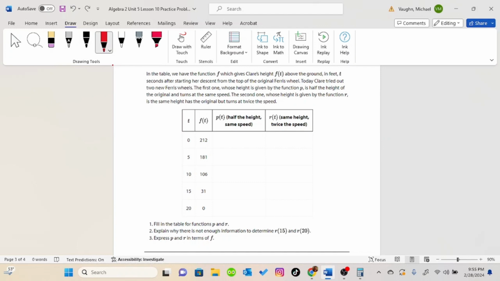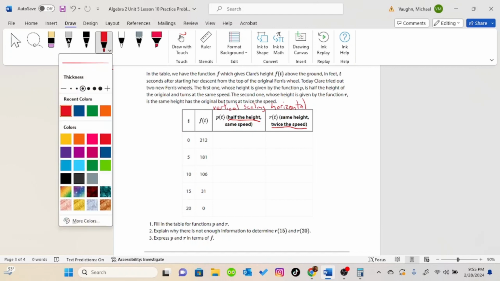So what you need to realize is if we have half the height in p of t, then this is a vertical scaling. And on r of t, if we have the same height but twice the speed, and speed would relate to our time, which is our x, then this is a horizontal scaling.